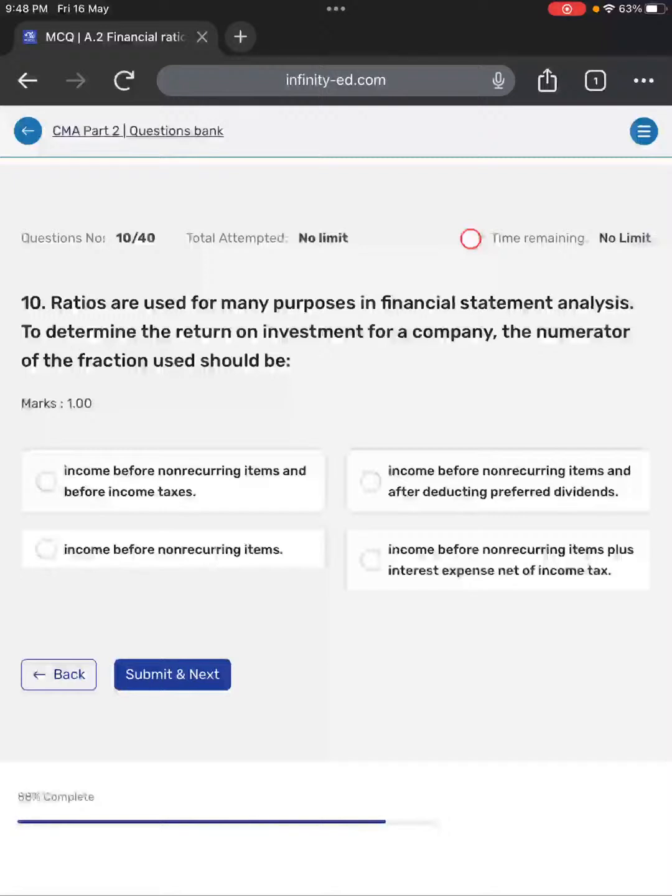Option A, income before non-recurring items and before income tax. This is not correct; income tax should be deducted. Option B, income before non-recurring items and after deducting preferred dividend. This is not correct. Option C, income before non-recurring items plus interest expenses net of tax income.